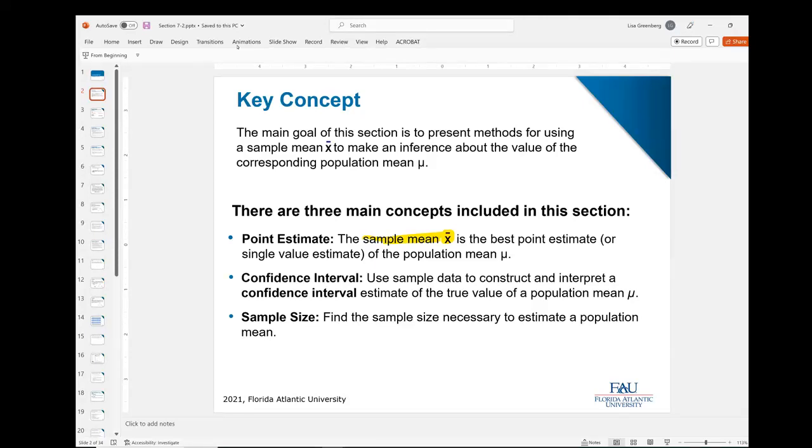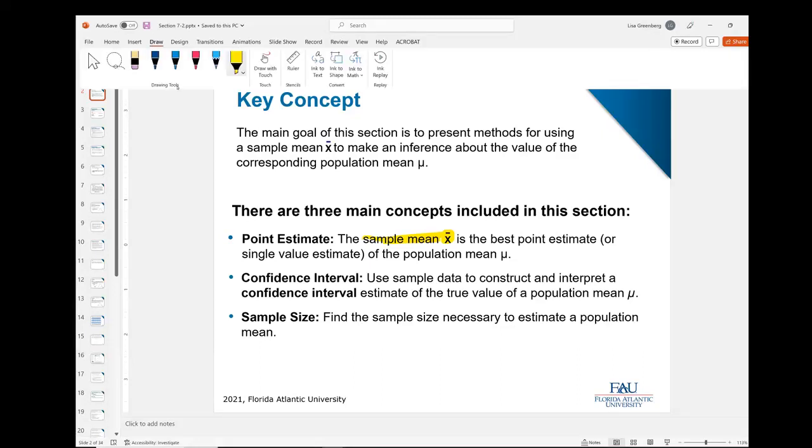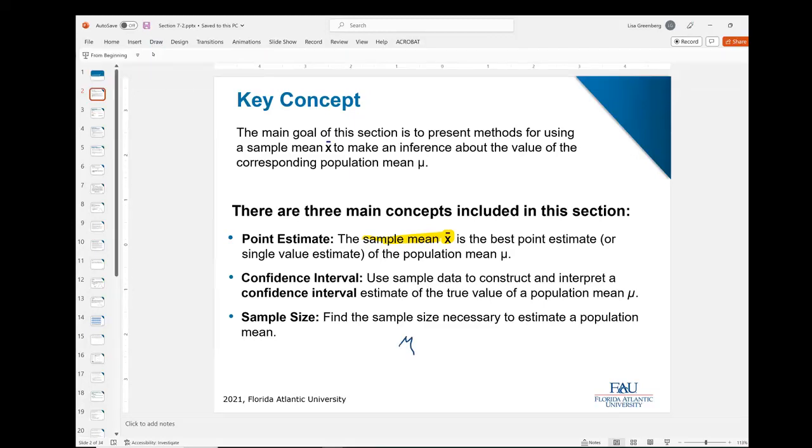Then we also are going to give a confidence interval. So we're going to use sample data to construct and interpret a confidence interval estimate of the true value of the population mean. Basically, what that means is that we're going to say mu is between a lower bound, and we'll learn how to find that out, and an upper bound. Okay.